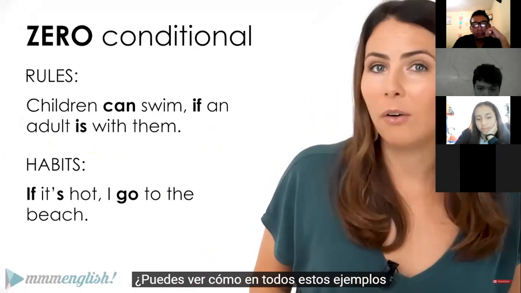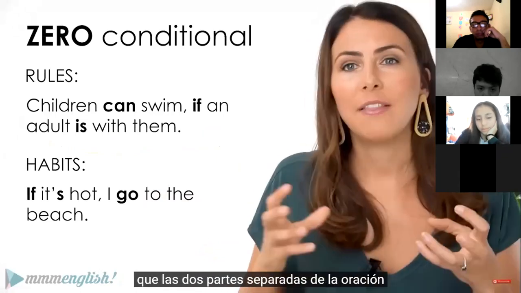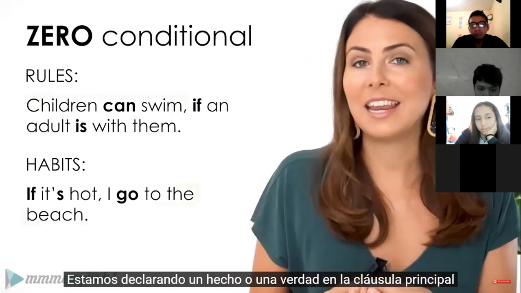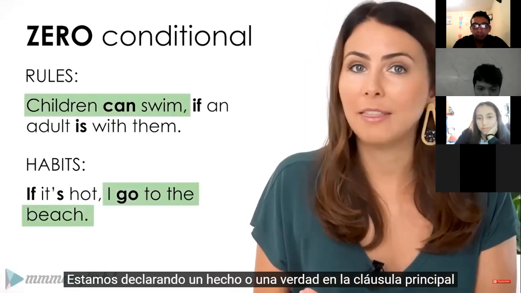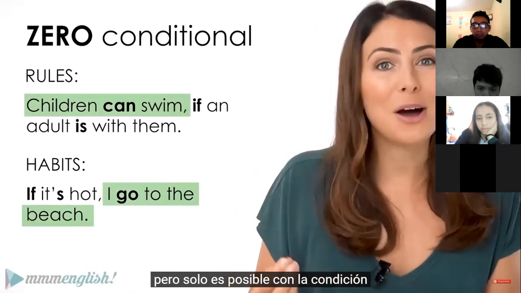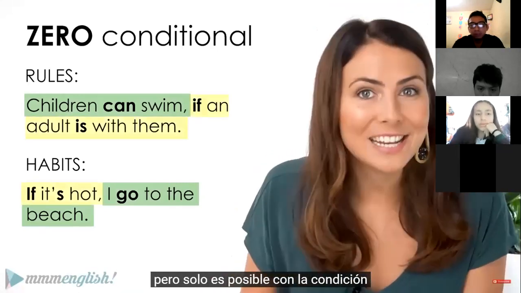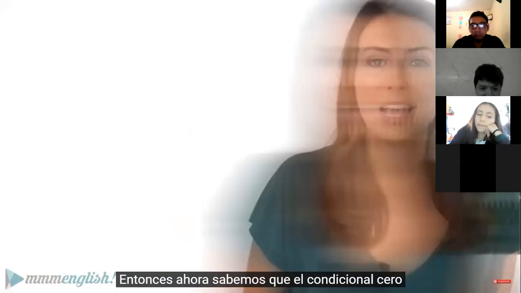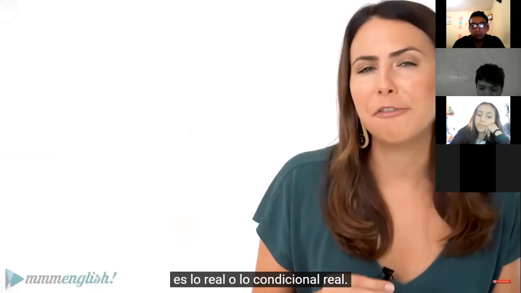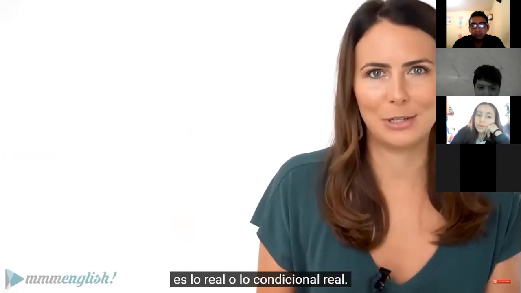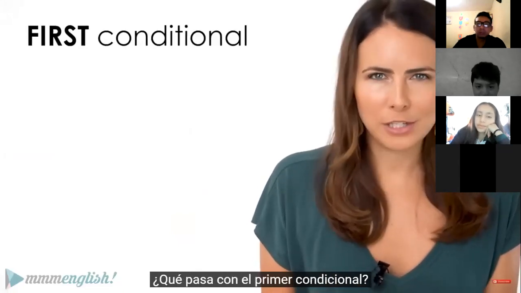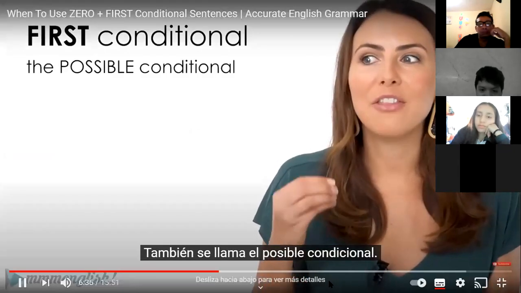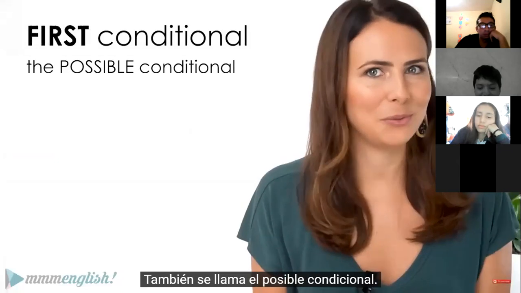Can you see how, in all of these examples, the two separate parts of the sentence are connected? We're stating a fact or a truth in the main clause, but it's only possible on the condition that the if clause occurs. So now we know that the zero conditional is the factual or the real conditional. What about the first conditional? It's also called the possible conditional.